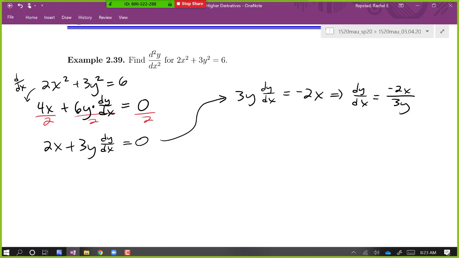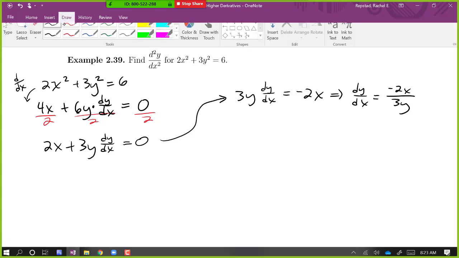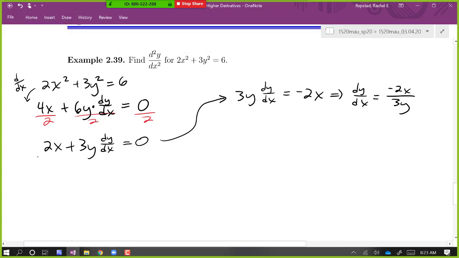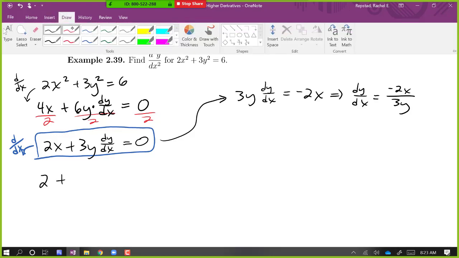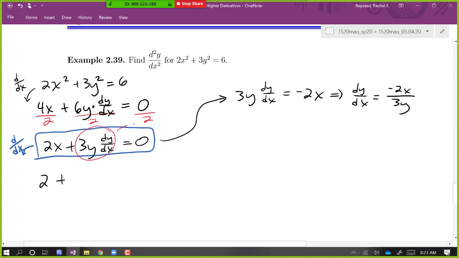You could kind of take the problem from there and use the quotient rule, but also what I'm going to do here, and this is a pretty common approach, is I'm going to start again from where I am right here, and I'm just going to differentiate with respect to x again. So when we differentiate with respect to x again, the derivative of 2x is obviously 2. And then this right here, this is a product rule.